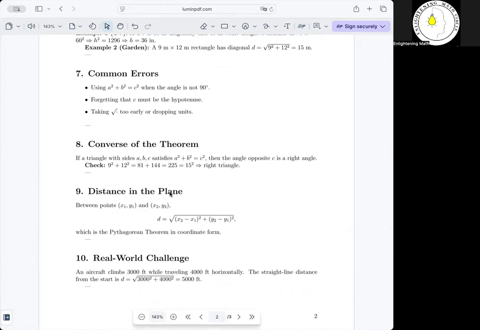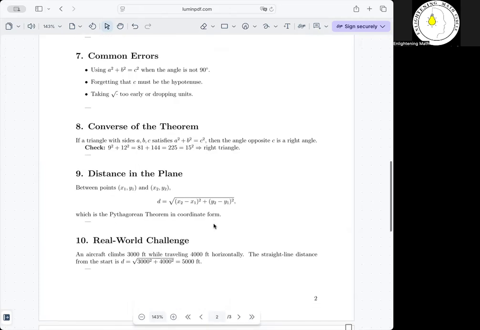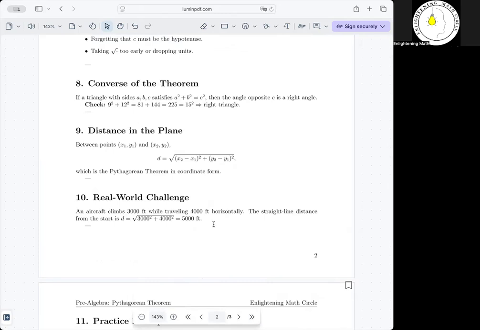Now, we can also do the converse of this, where if a triangle with sides A, B, and C satisfies a squared plus b squared is c squared, or is a Pythagorean triple, then the angle opposite C is a right angle. For example, 9 squared plus 12 squared is equal to 81 plus 144, which is 225, or 15 squared. Therefore, that triangle is a right triangle. This will not be used currently, but later on, when you learn triangle proofs, it'll be very important. It can also be used in distance in planes, which is once again not a subject that you'll learn now. We'll go over this, but the formula for distance in a plane is based off the Pythagorean theorem.